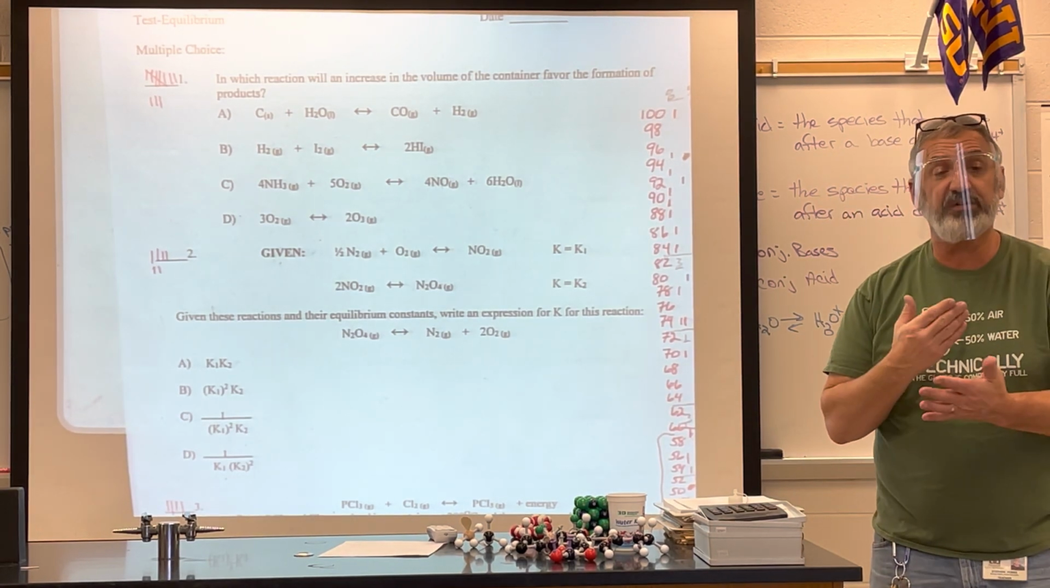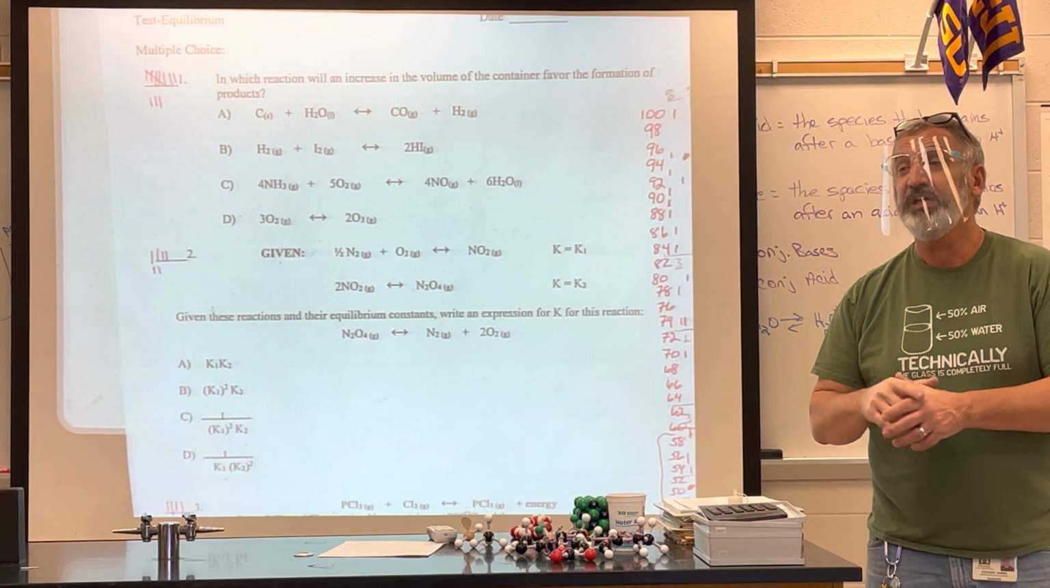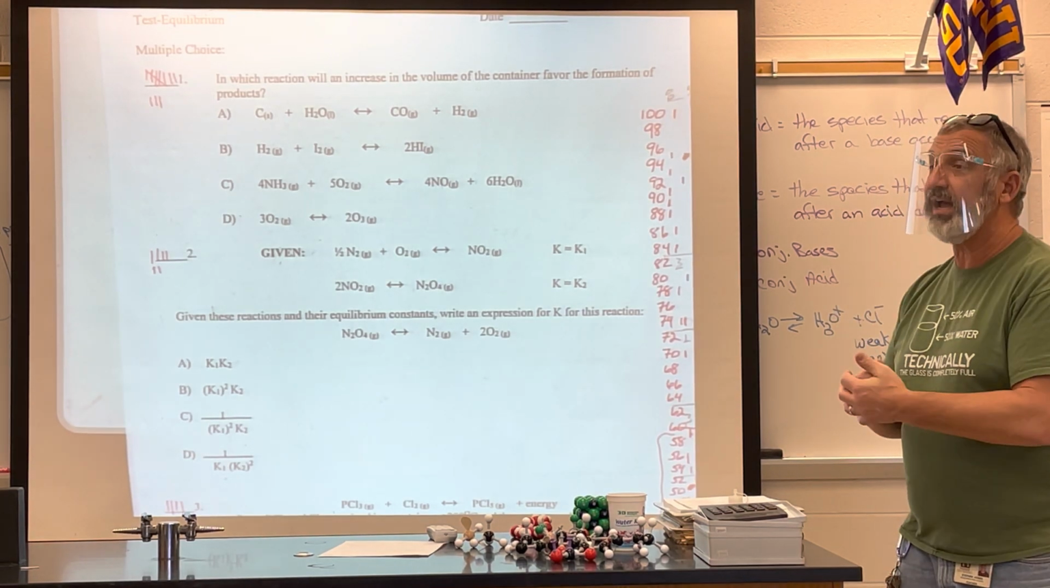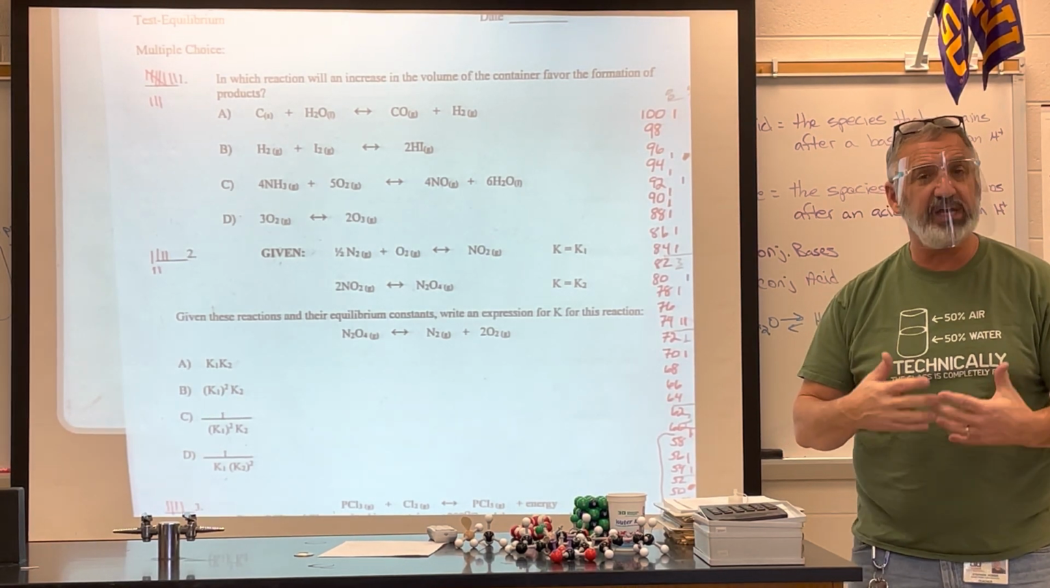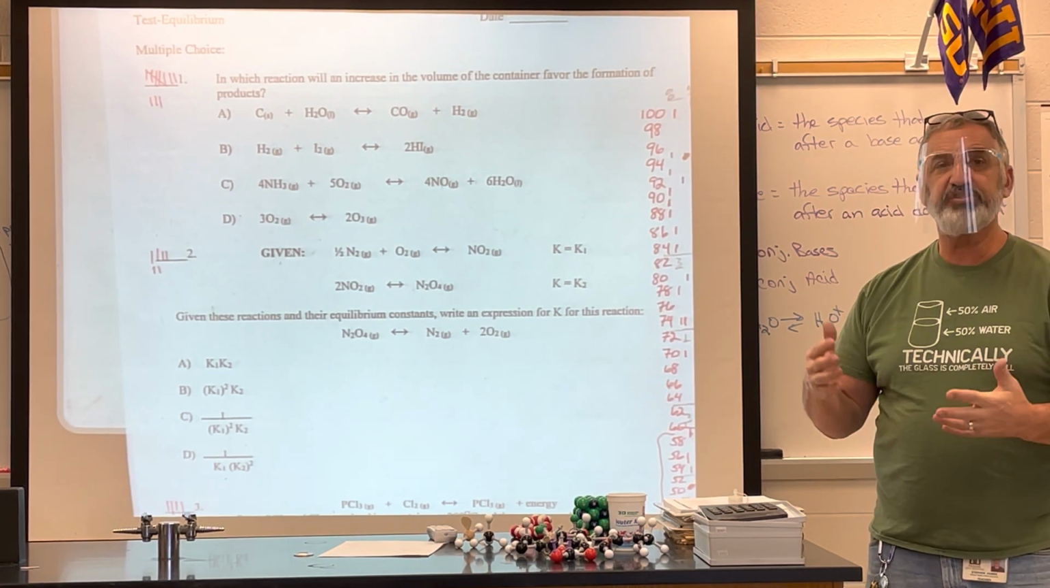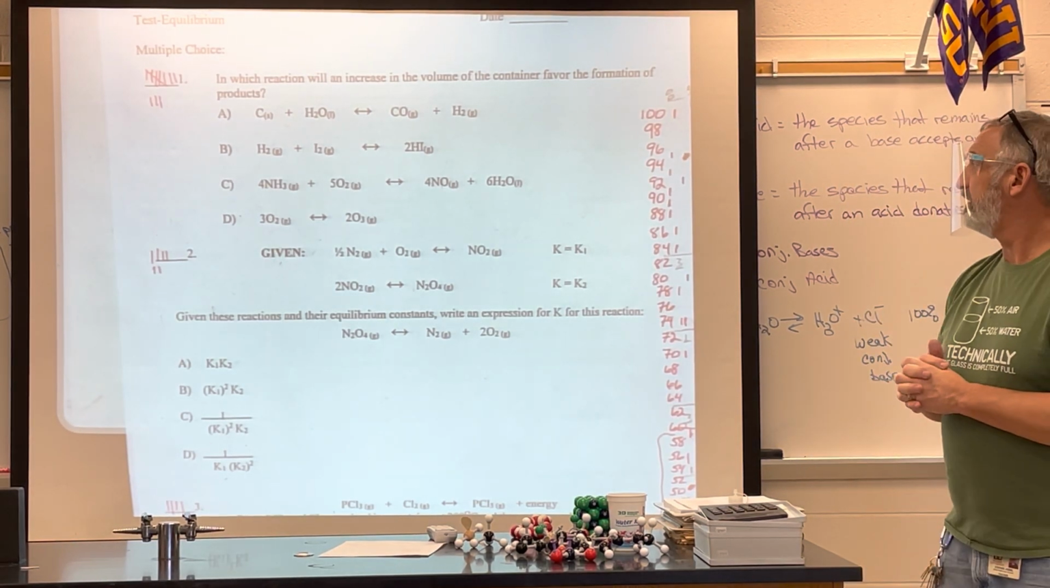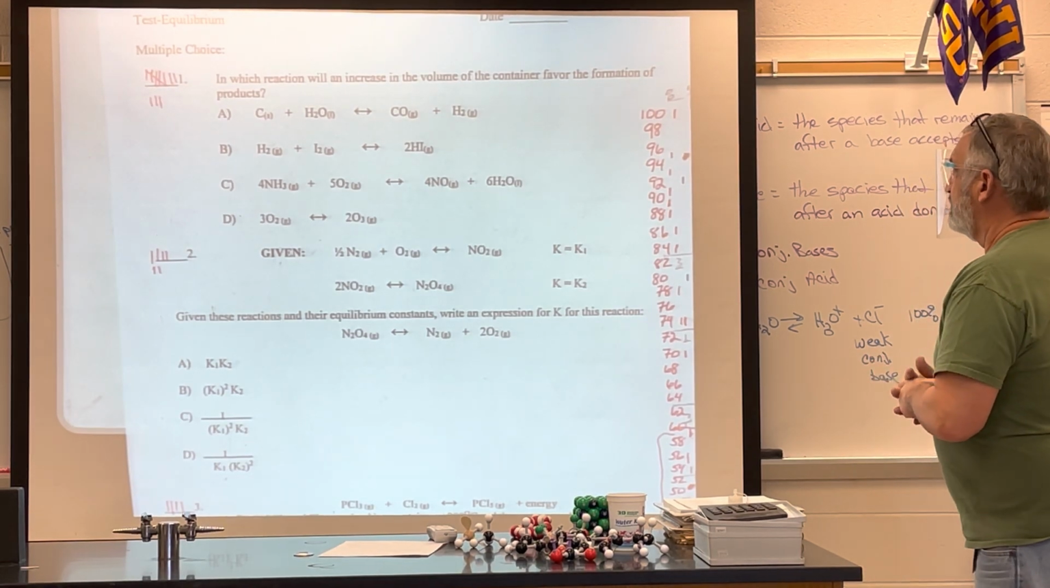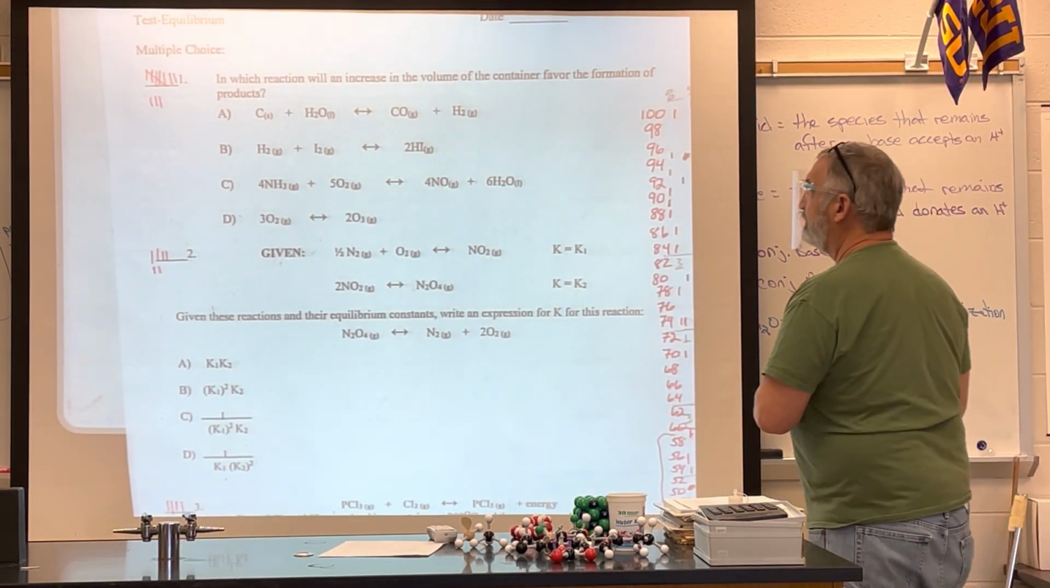So the key on that one is it favors the side with more moles of gas. On your test corrections that we're going to do, if you miss this one, you put answer A because the equilibrium will favor the side with more moles of gas. That's your explanation. You don't just put A. All right?